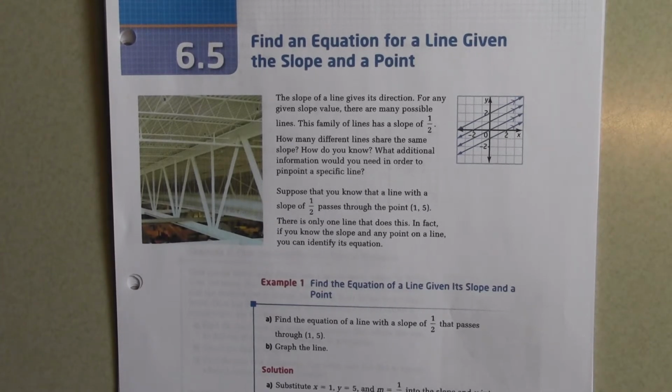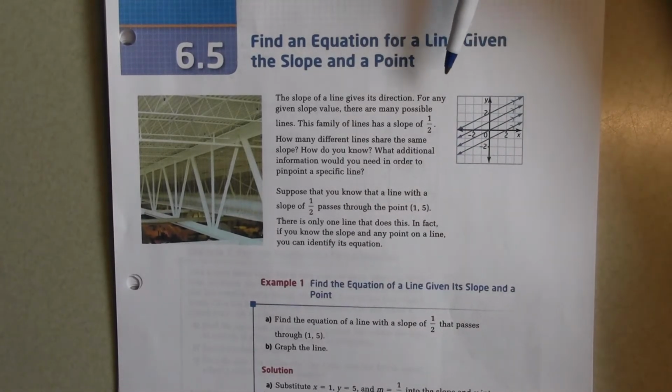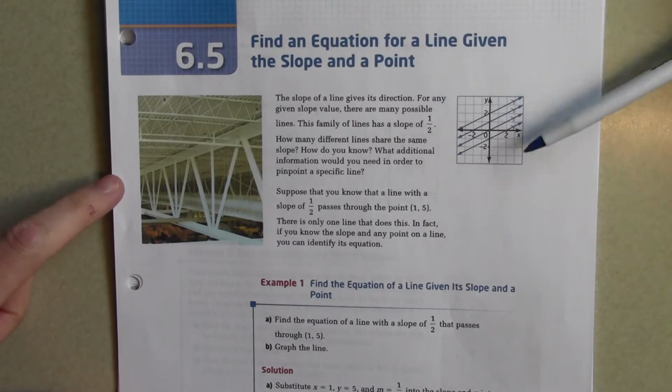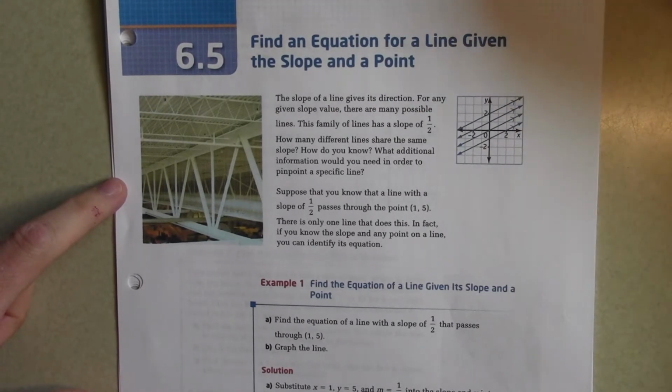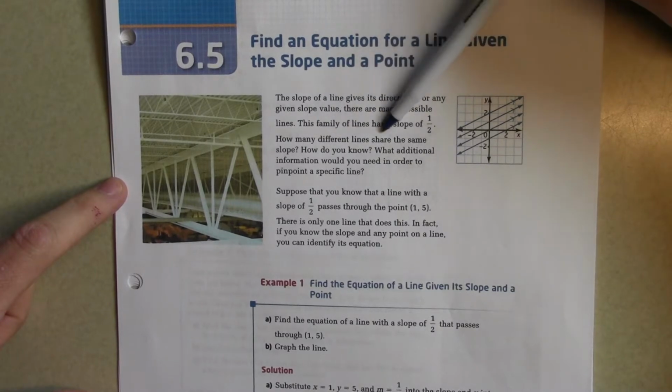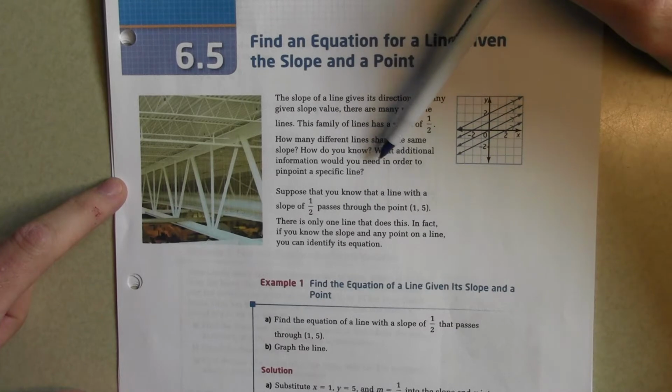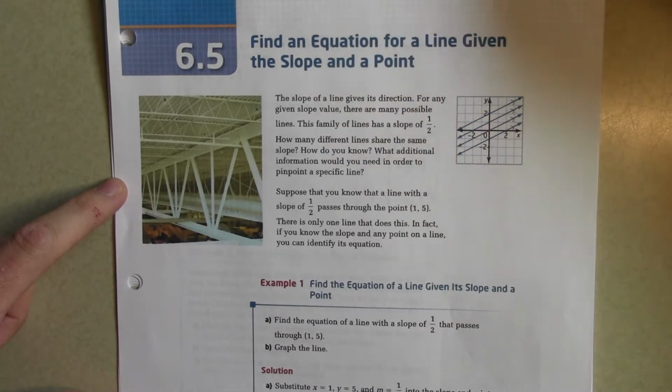So the slope of a line gives its direction. For any given slope value, there are many possible lines. So there we can see an example of that. This family of lines has a slope of a half. How many different lines share the same slope? How do you know? What additional information would you need in order to pinpoint a specific line?